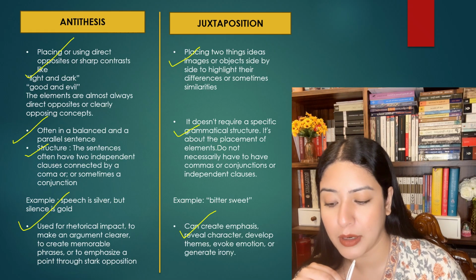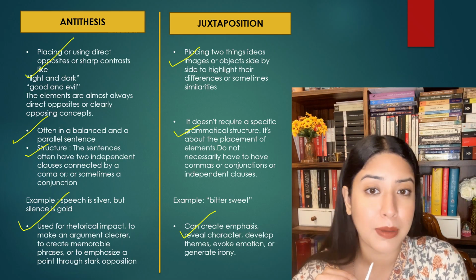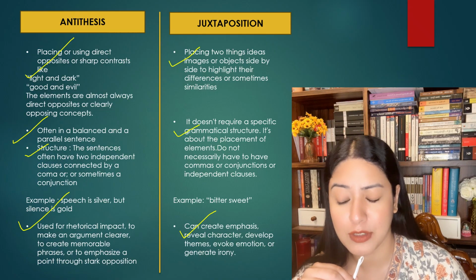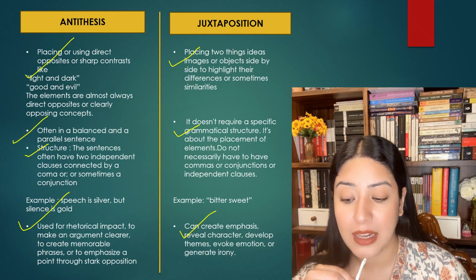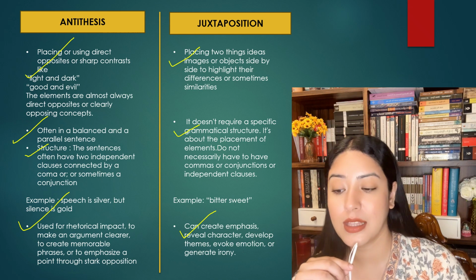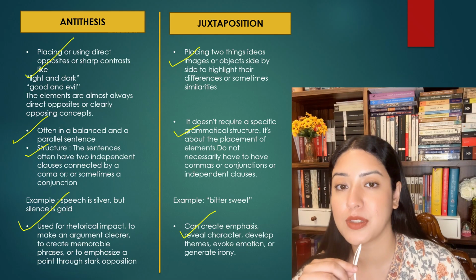Antithesis is used for rhetorical impact, to make an argument clearer, to create memorable phrases, or to emphasize a point through stark opposition. This is just the purpose I've highlighted. You can remember it. And juxtaposition can create emphasis, reveal character, develop themes, evoke emotion, or generate irony. So this is what antithesis and juxtaposition is all about.